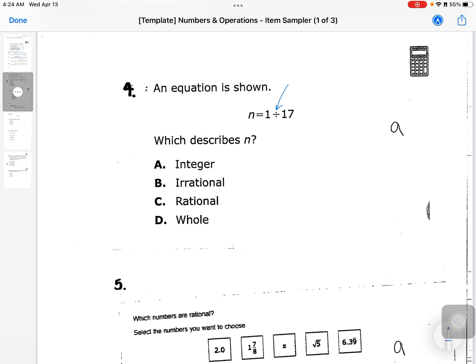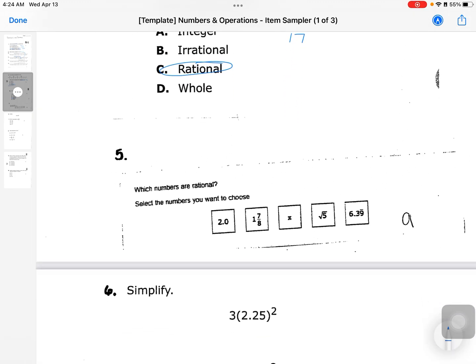What's another way to write that division sign? If you said with a fraction bar, you'd be correct. So, is 1 divided by 17 an integer, an irrational number, a rational number, or a whole number? Well, you can write it as a fraction, and it doesn't work out to be a whole number or an integer, so that would make it rational.